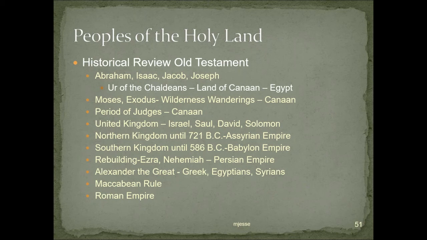Then at the end of Genesis, we close with Joseph in Egypt, and everything seems relatively good for the Hebrew people as they settle in the Nile Delta area. However, by the time we open up in Exodus, things have changed dramatically. They've gone from a free people to becoming the slaves of the Egyptians.